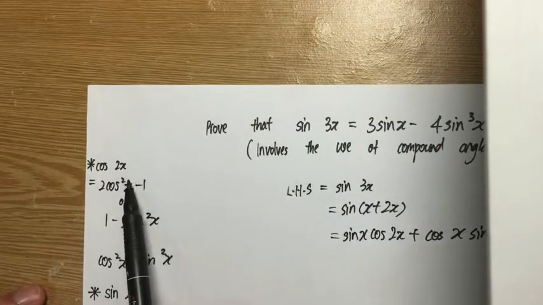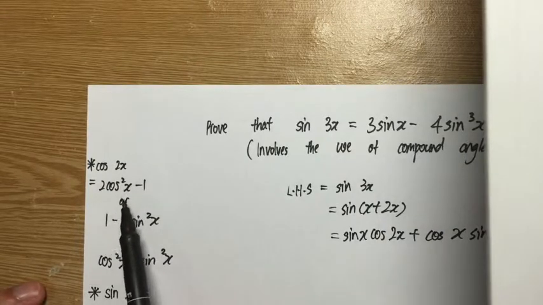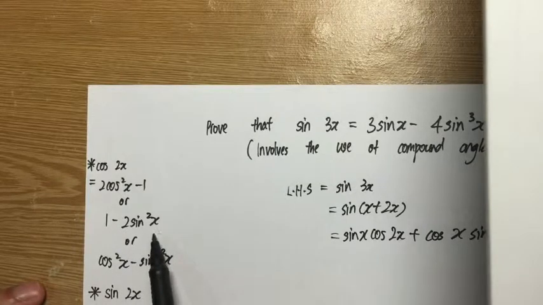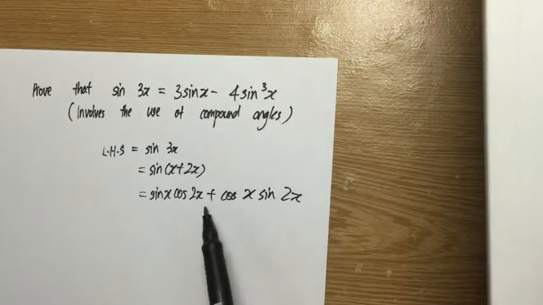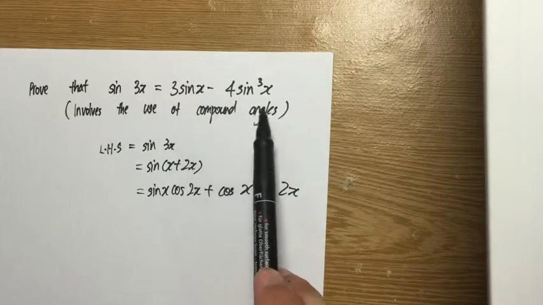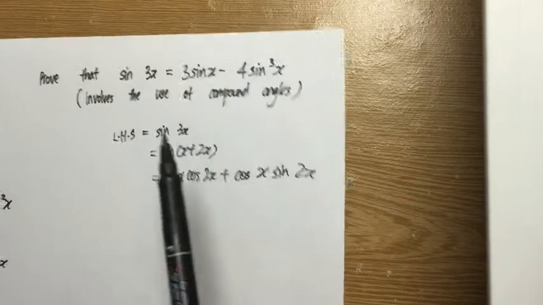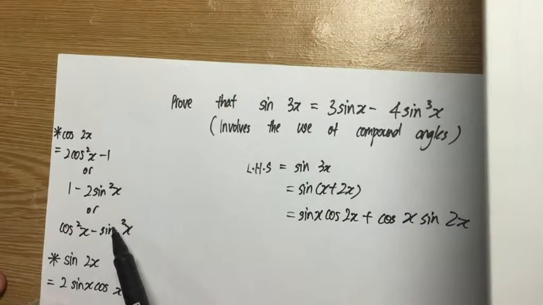If we look at cosine 2x, we can see that there are three different expressions for it. The first is 2 cos square x minus 1. The second is 1 minus 2 sine square x. The third is cos square x minus sine square x. How do we decide which one we are going to use? If we compare the right hand side, we can see that there is no cos present, there is only sine. Hence, we should choose an identity that does not have any cos, which is the second one.